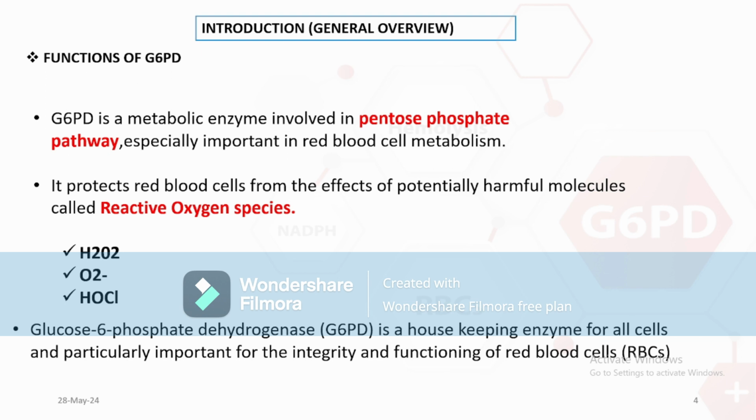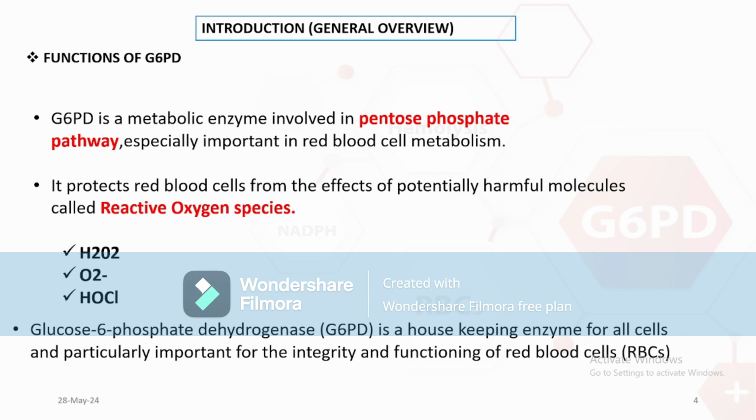And so it is the function of the G6PD enzyme to protect the red blood cell against these reactive oxygen species. One common example we talk about is peroxide. We have the superoxide, O2 minus, there. We have the hypochlorite. All these are reactive oxygen species that can denature the red blood cell. Glucose-6-phosphate dehydrogenase enzyme is basically a housekeeping enzyme for all red cells, and it is important for the integrity and function of the red blood cells.